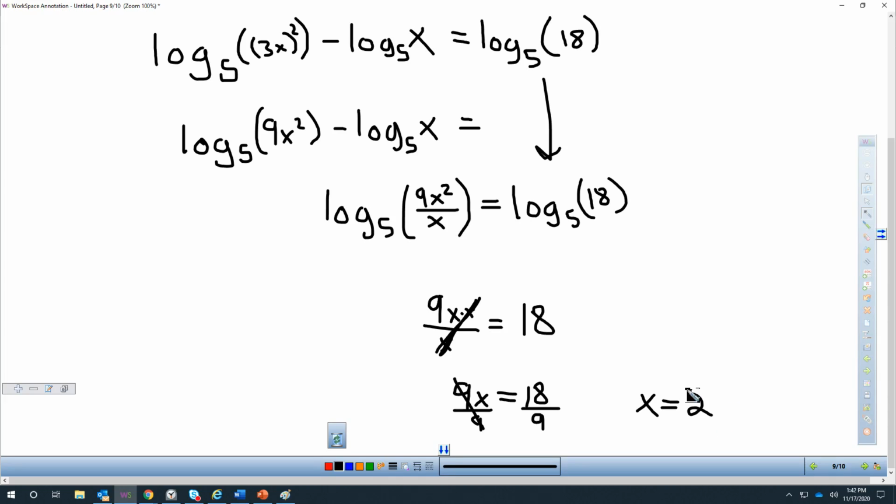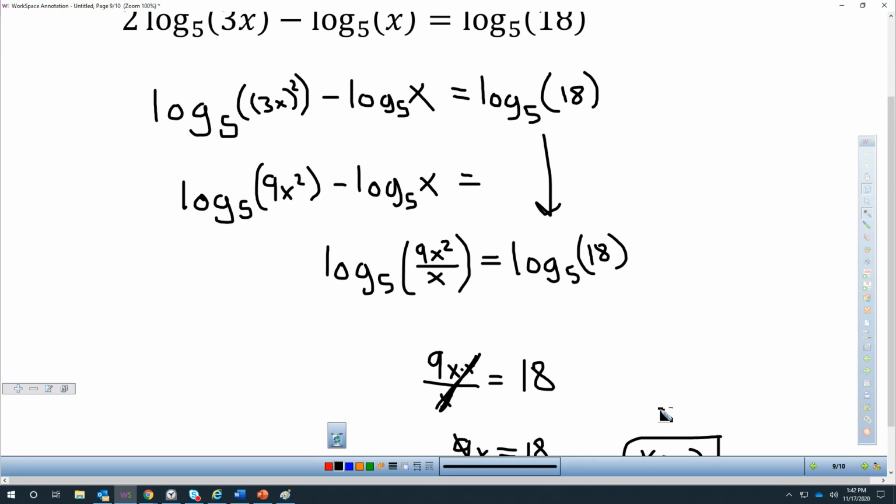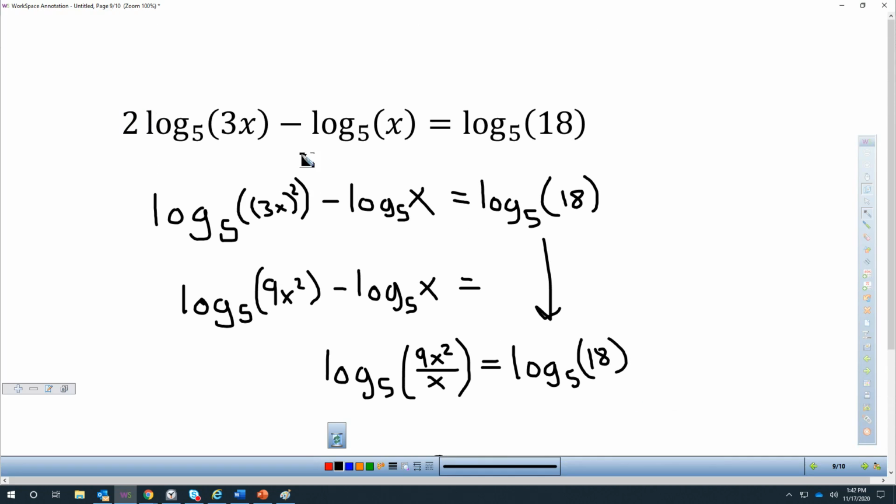Okay, so it's always a good idea to kind of double check these. Let's go up and just kind of show you what happens. So if x equals 2, let's put 2's in for the x's, okay? We're going to have 3 times 2, which is 6. So we'll have 2 times log base 5 of 6 minus log base 5 of 2. And that should equal log base 5 of 18.